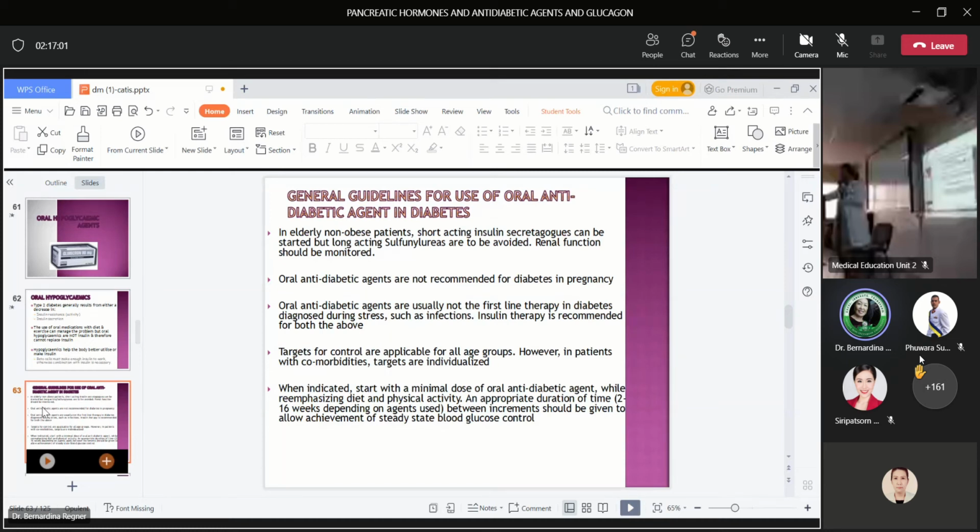Targets for control are applicable for all age groups. However, in patients with comorbidities, you should individualize your drugs. When indicated, start with a minimal dose of your oral anti-diabetic agent while re-emphasizing diet and physical activity. An appropriate duration of time, around 2 to 16 weeks, depending on agents used, between increments should be given to allow achievement of steady-state blood glucose control.